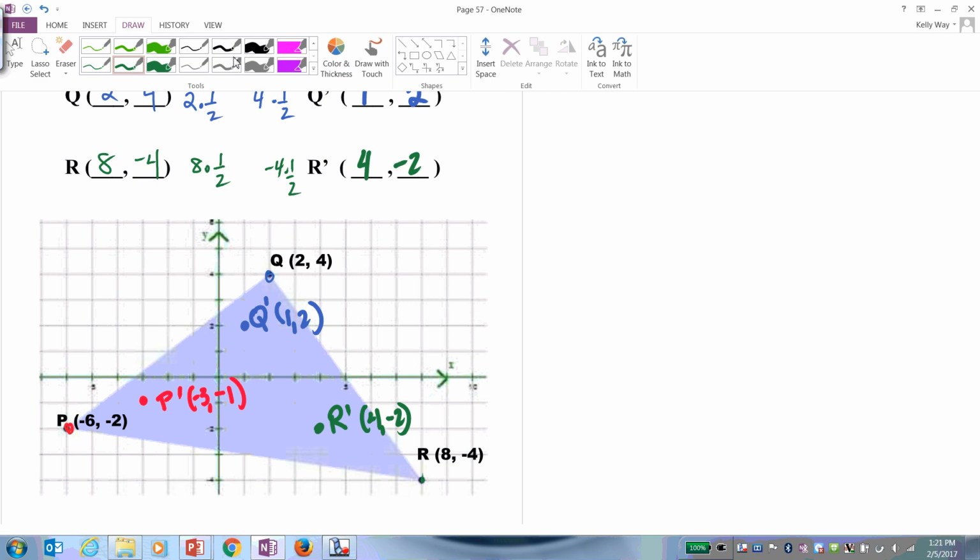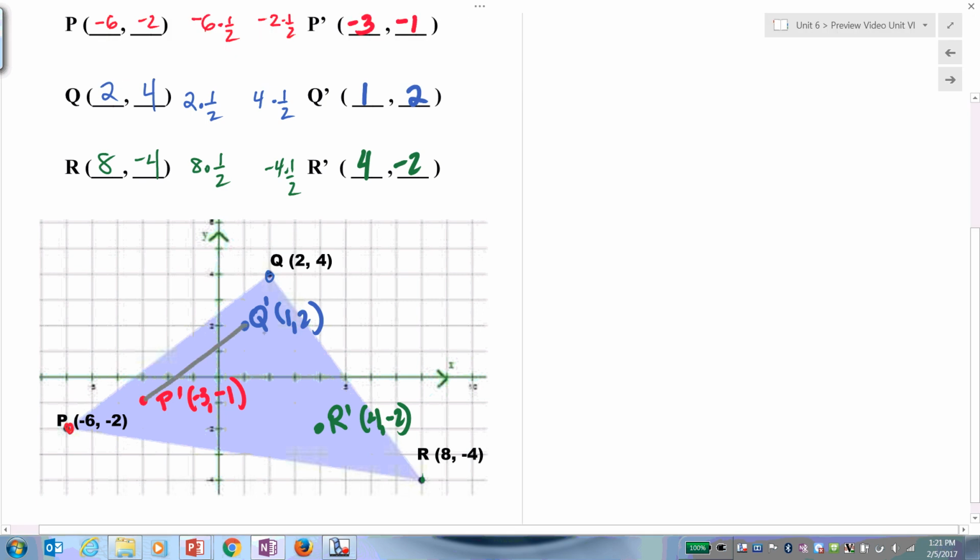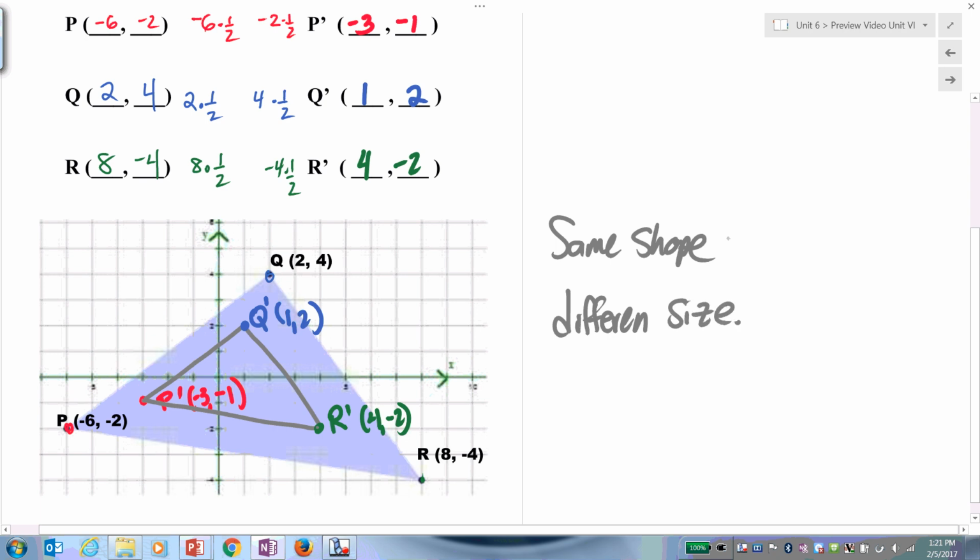When you connect it, you have yourself a shape which is the same shape, but just a different size. Same shape, different size. In other words, folks, that should be ringing a bell. We have ourselves similar shapes. To change in size, just multiply.